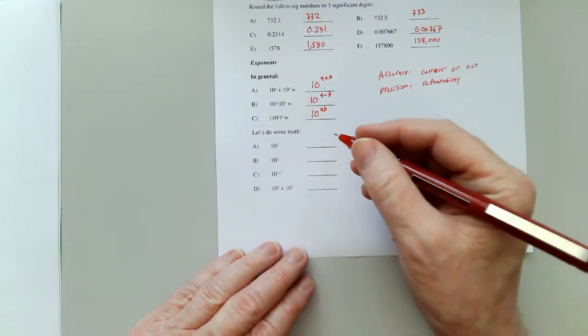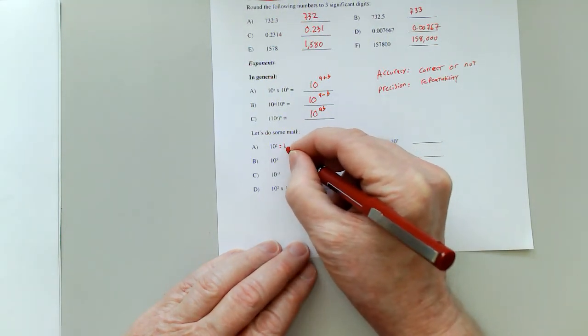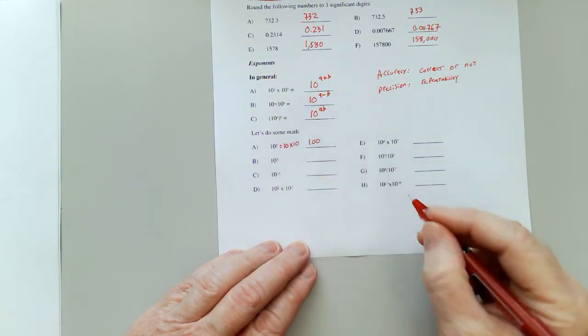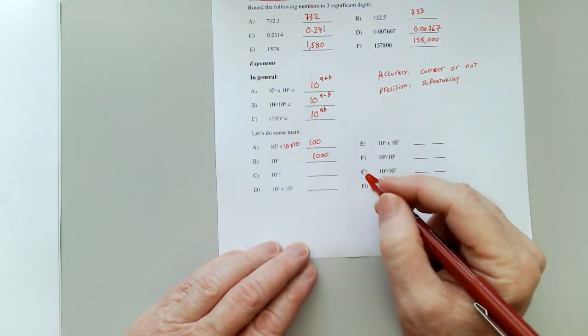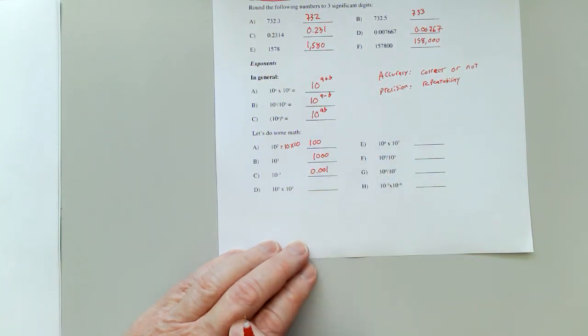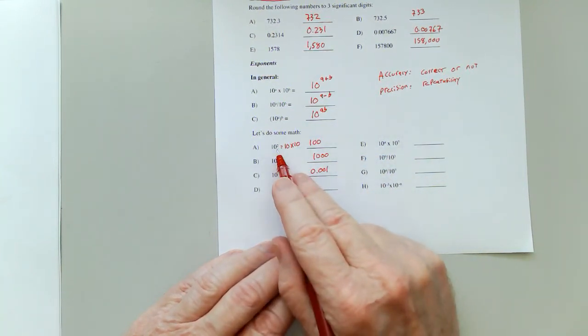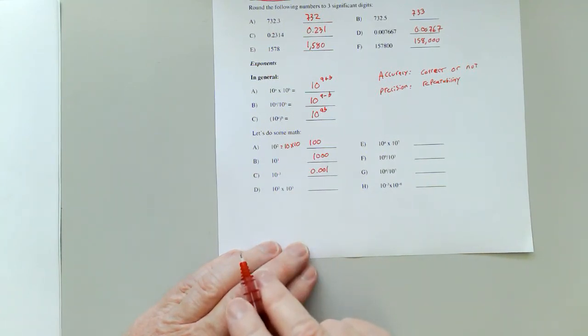Okay, 10 squared. 10 squared is 100. 10 squared is equal to 10 times 10. I think you know that. 10 cubed is 1,000. Okay, 10 to the negative 3 is 0.001. So anytime you have a positive exponent, it's a big number. A negative exponent's a small number.